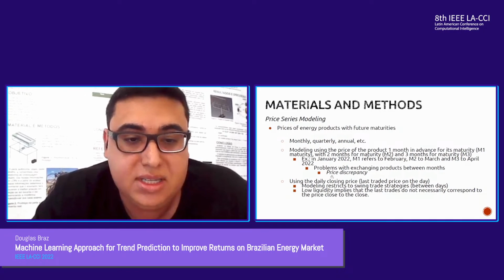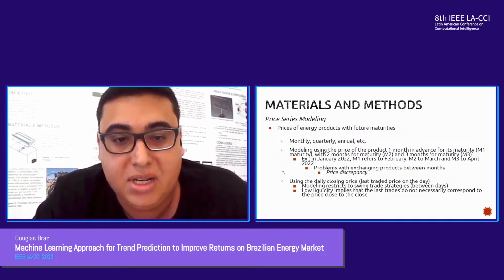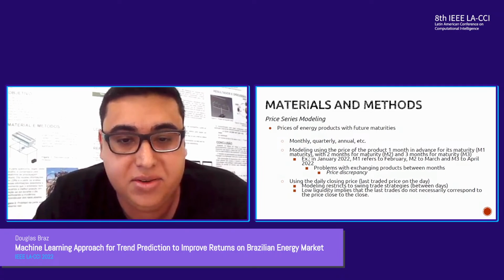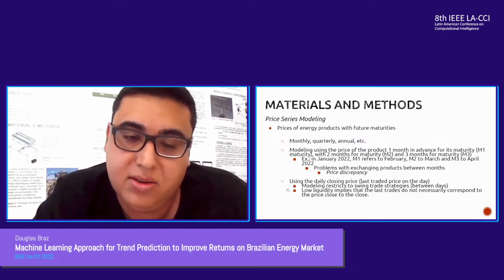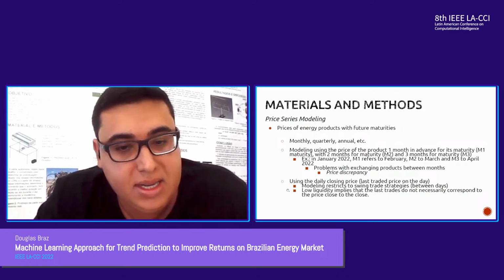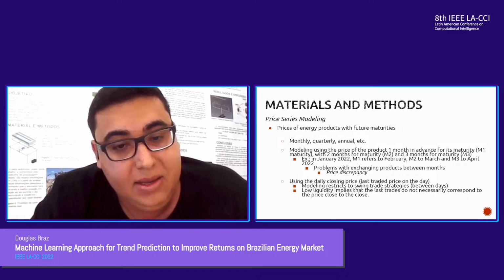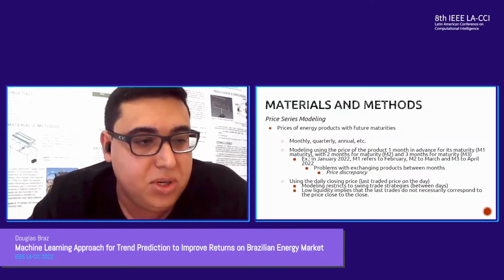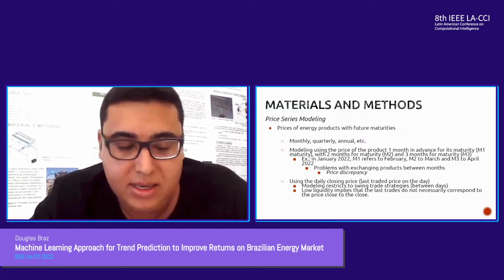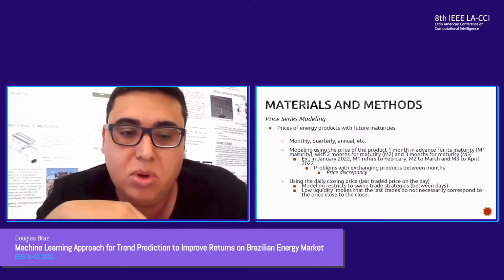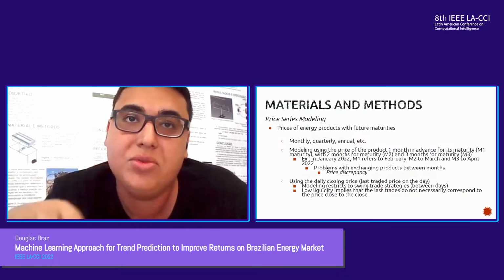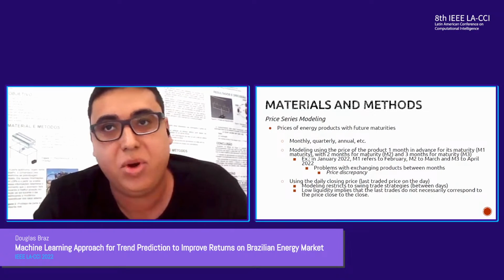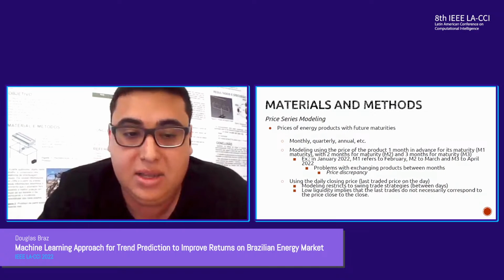We are using the daily closing price from each maturity for each price series that we have. The closing price is the last traded price during a trade session. We do this because we want to buy energy on one day and sell it on another day. So we are using the closing price so that we can trade at the end of the session.